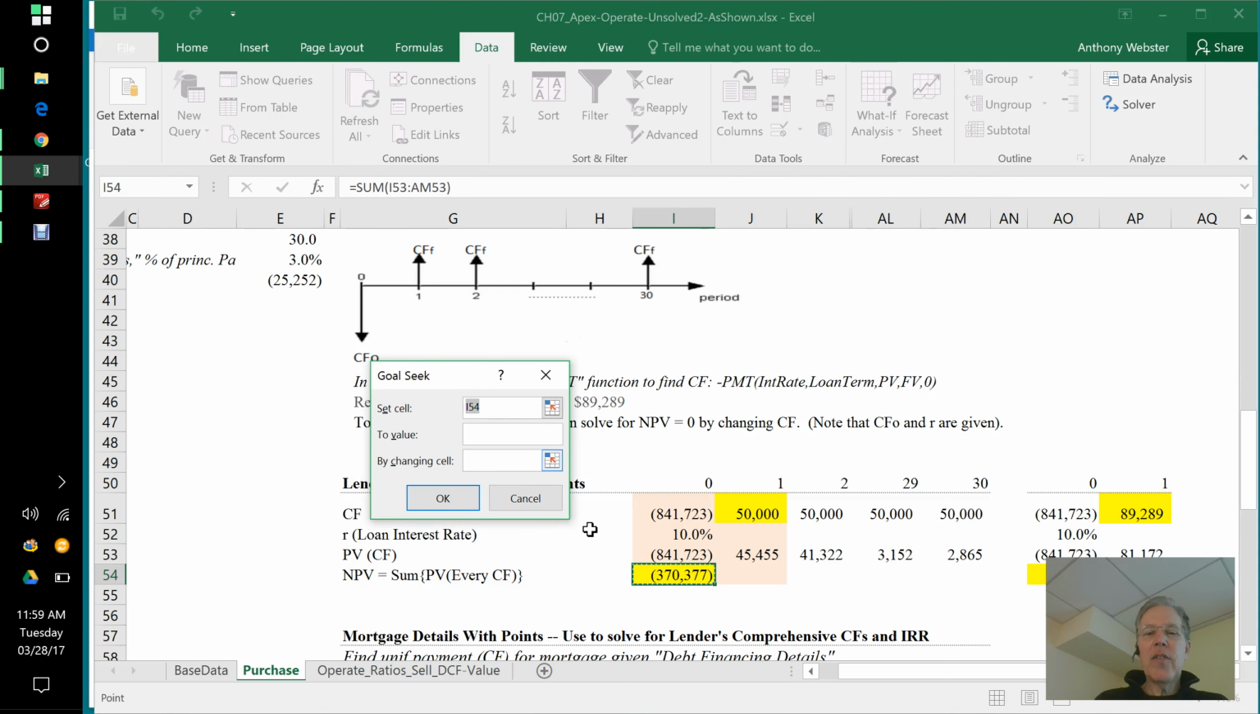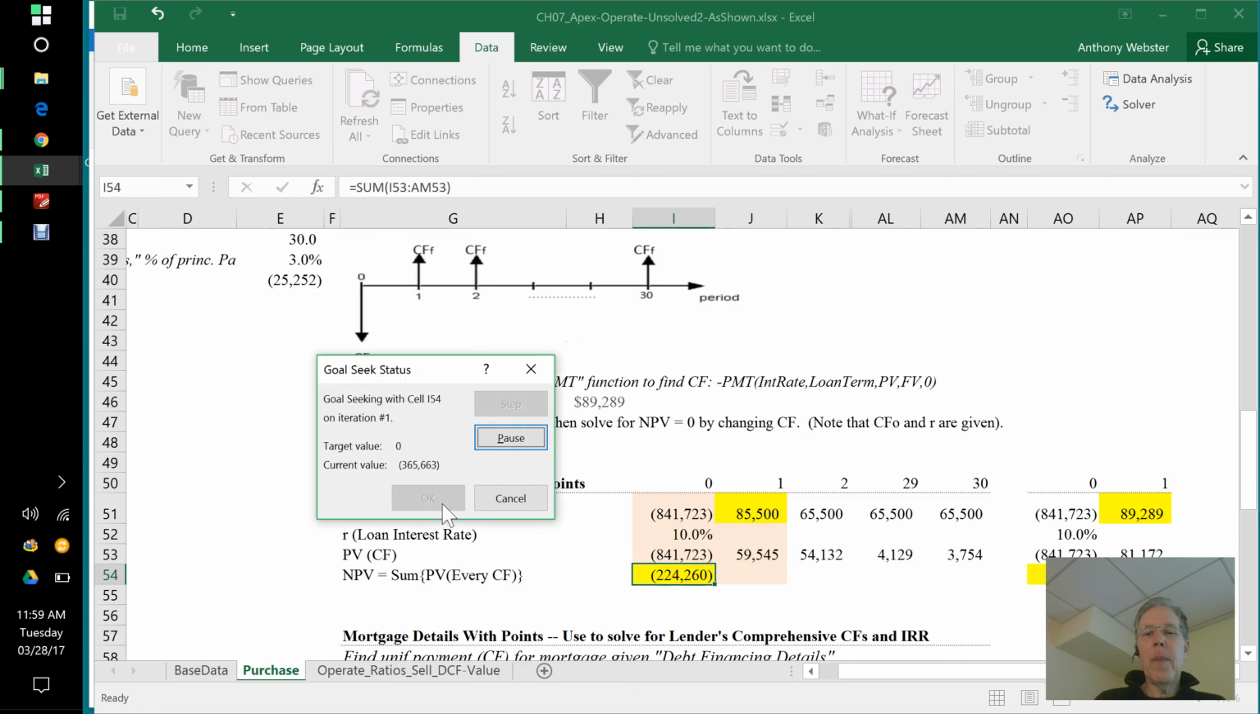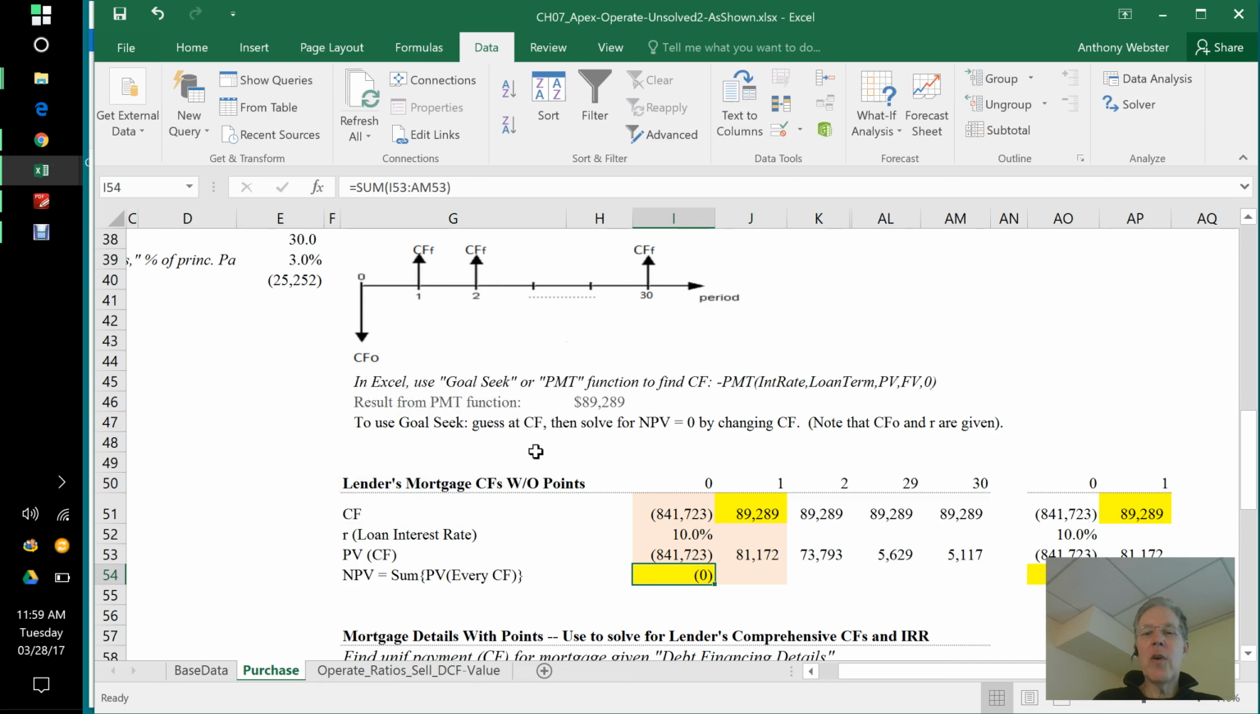Okay, so I want to set the NPV, the sum of all the PVs, to value 0 by changing my guess at the uniform payment. So I go ahead and do that, and blammo, I get our 89,000. Okay, I'm going to keep going because I am recording this, so you'll be able to look at it and go slow with it.